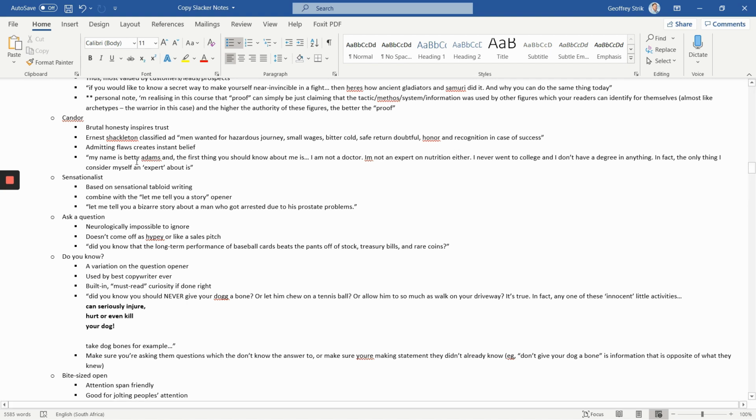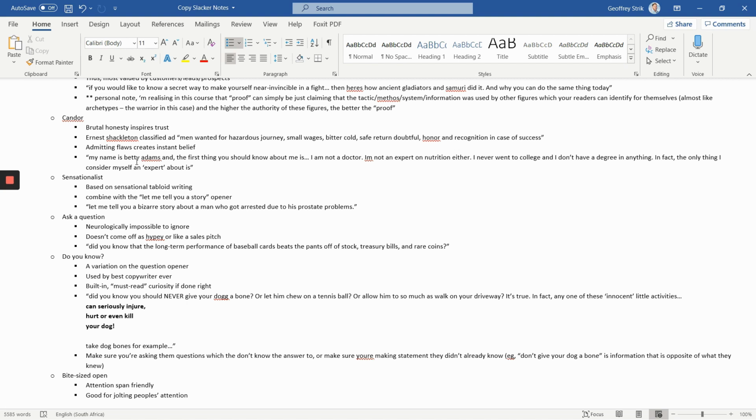Do you know? This is a variation on the question opener used by the best copywriter ever. It has built-in must-read curiosity if done correctly. Did you know that you should never give your dog a bone, or let him chew on a tennis ball, or allow him so much as to walk on your driveway? It's true. In fact, any one of these innocent little activities can seriously injure, hurt, or even kill your pet. Take dog bone, for example. So you've just got to know what it is that he's going to get to.